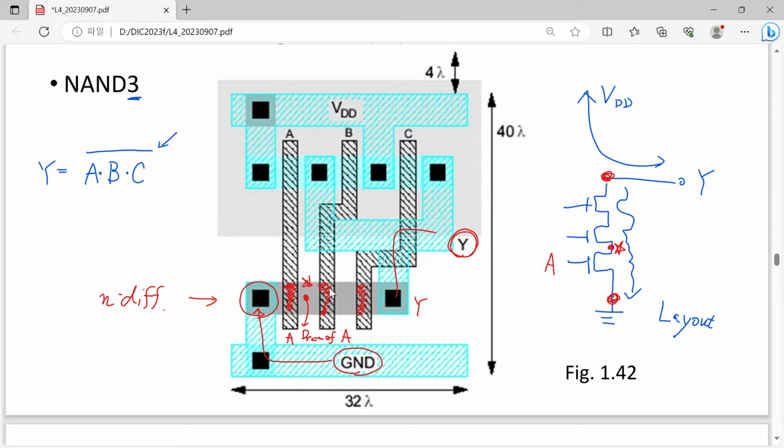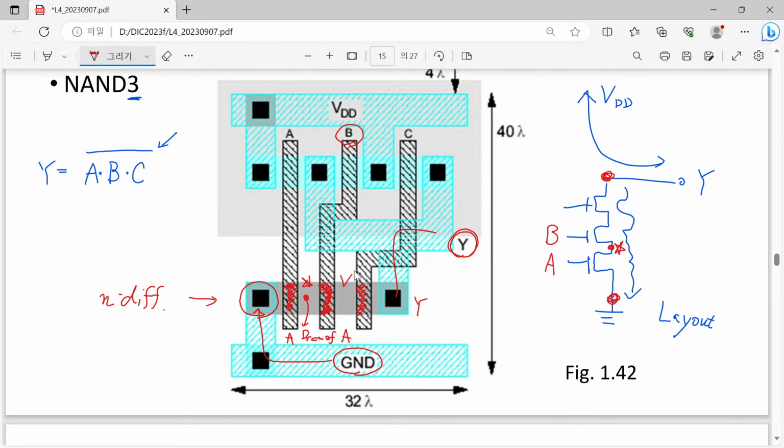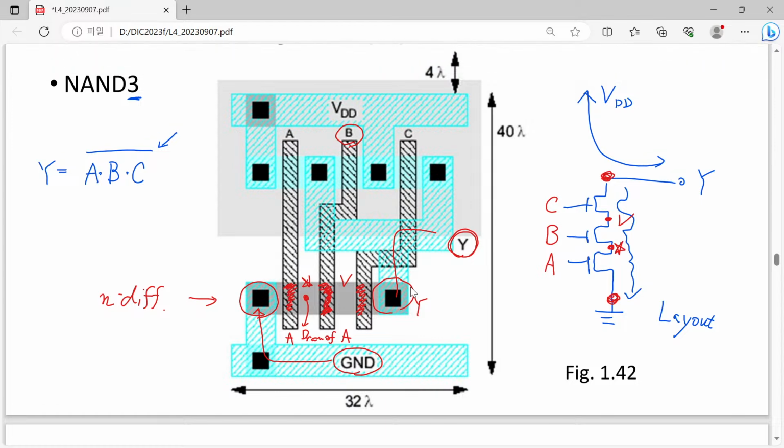And for the second transistor, this star symbol part is working as the source, and this is driven by your B. Oh, now you have B, and here you have a node between B and C, and this part is once again used as the source of your third, the last one. And this is driven by C, then eventually it is connected to your Y. So you can easily understand that the lower part, related to the N diffusion region, corresponds to 3 serially connected transistors. So that is one.